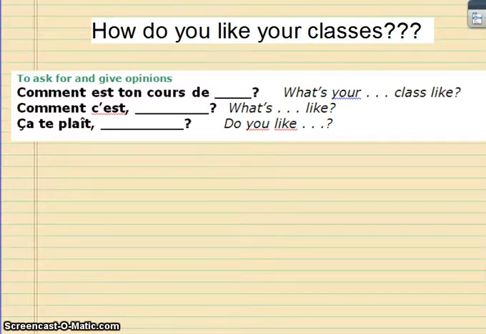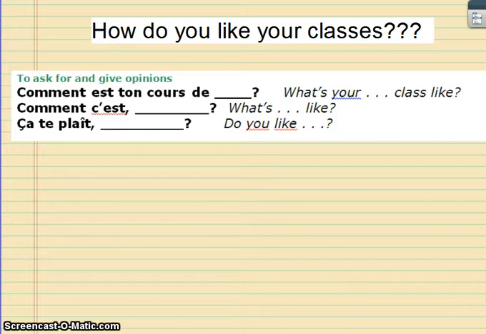Bonjour, French 1. Today's lesson is all about asking for and giving your opinions of your classes. You'll finally get to learn how to talk about not just whether you like or dislike a class, which would of course be j'aime or je n'aime pas to start your sentence, but you'll be able to say specifically why you j'aime or je n'aime pas a class by saying things like it's difficult or it's interesting or things like that.